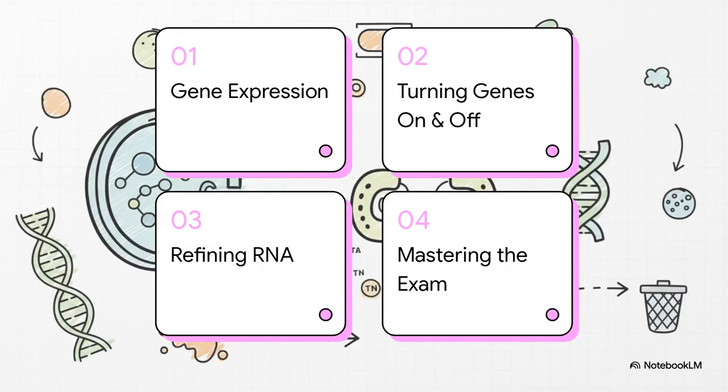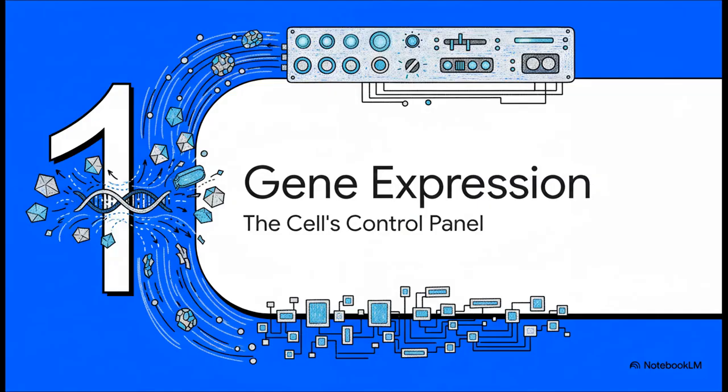So here's our game plan. First, we'll hit the big picture, gene expression's control panel. Then, we're going to zoom in on turning genes on and off. After that, we'll look at how the cell perfects its RNA message. And finally, the most important part, we'll apply all of this to some actual exam-style questions. Let's do it. Okay, first up, let's zoom way out.